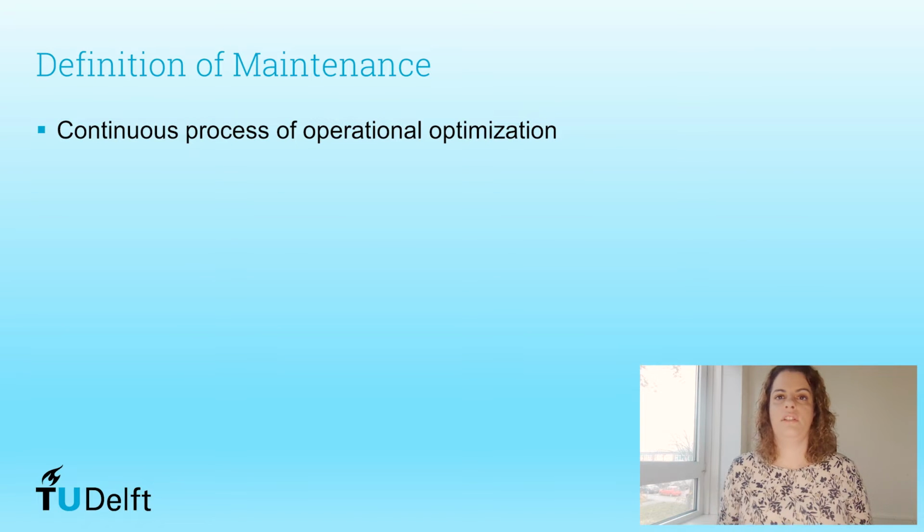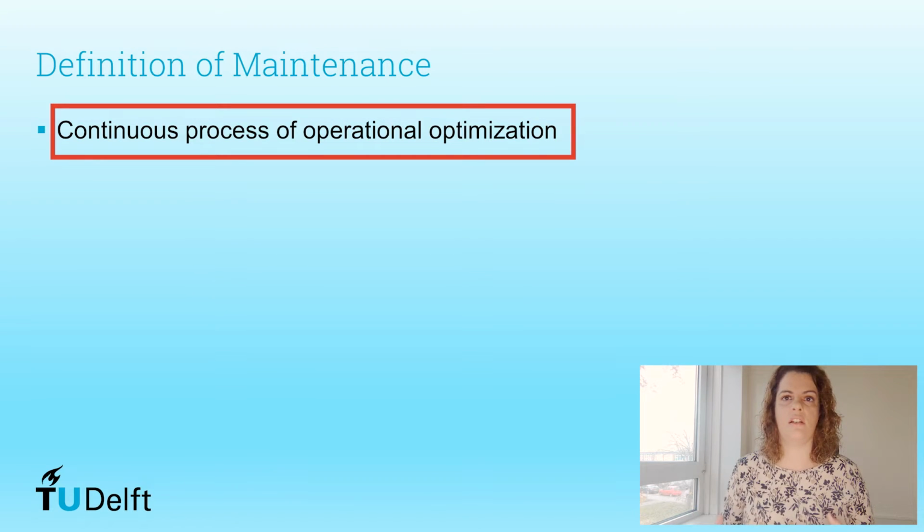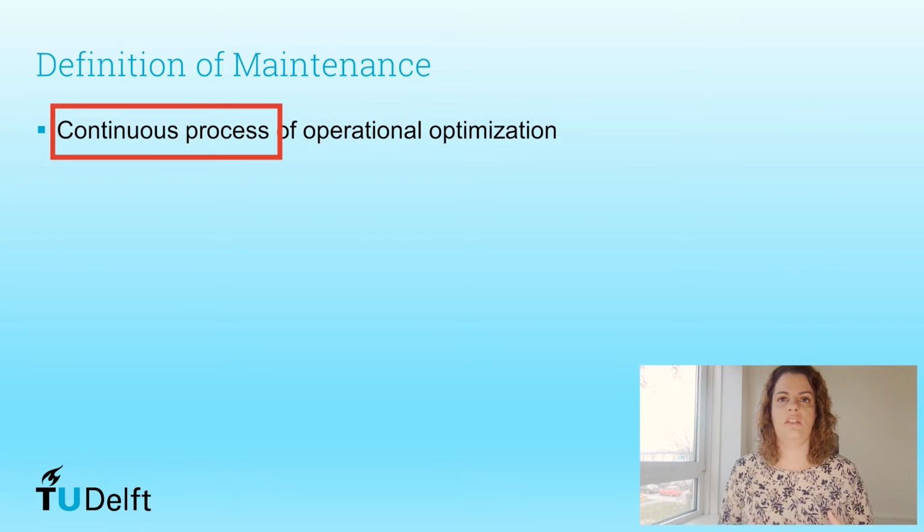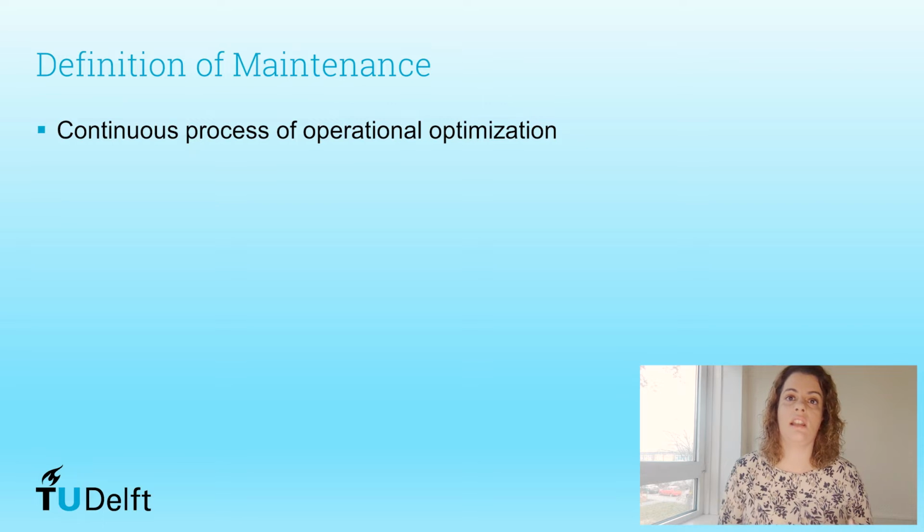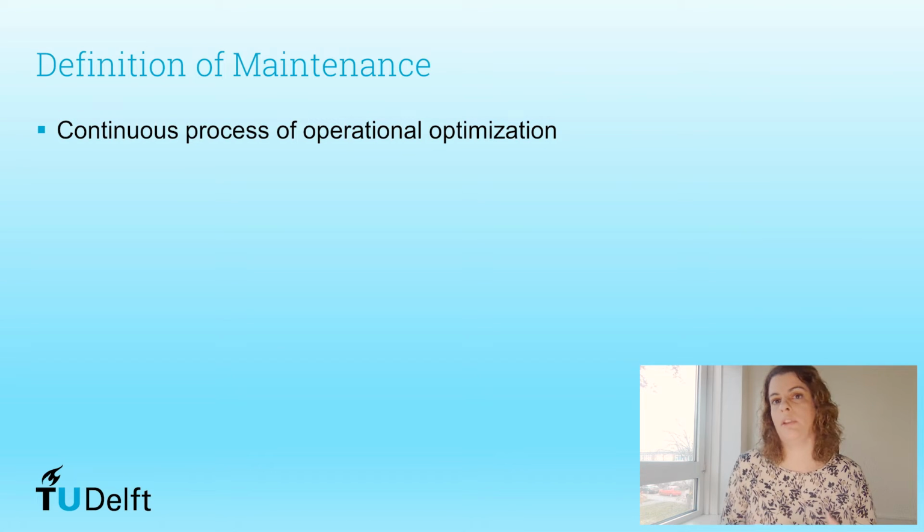There are many different definitions of maintenance, but the one that I like the most says that maintenance is a continuous process of operational optimization. Let's break this down into pieces. The first thing is that it's a continuous process. It doesn't just happen when there's a failure. It happens way before, in the planning and scheduling and doing everything to foresee failure. So it's something that is always happening in reality, while most people think that it just happens at failure time. Okay?